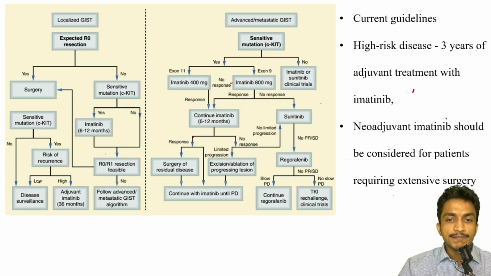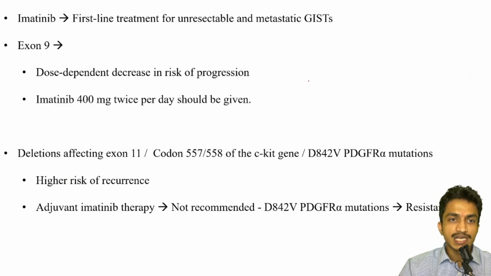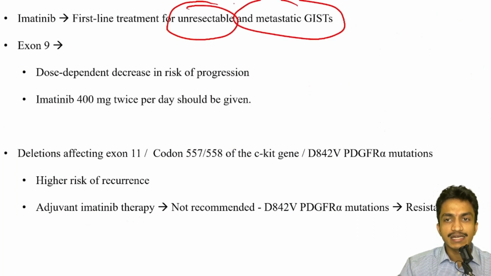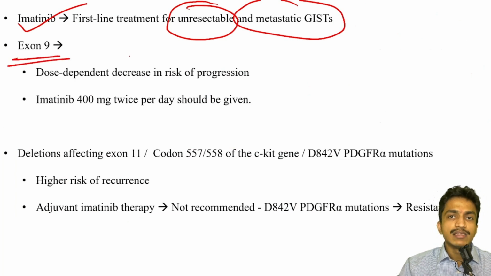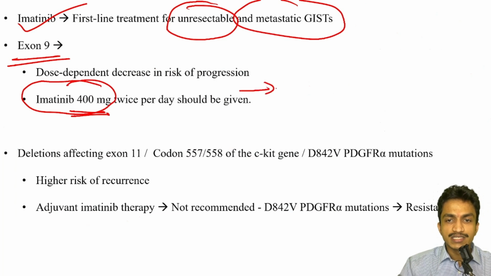Coming to the management algorithm of this tumor, we need to understand the various mutations and the role of Imatinib. Usually Imatinib is the first line treatment for unresectable, metastatic, and also resectable GIST. Now mutations: if there is an exon 9 mutation, then there is a dose dependent decrease in the risk of progression. In this case, we need to give double dose. Usually we give Imatinib 400 milligram, but in this case we need to give 800 milligram.